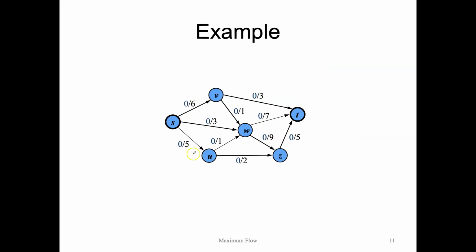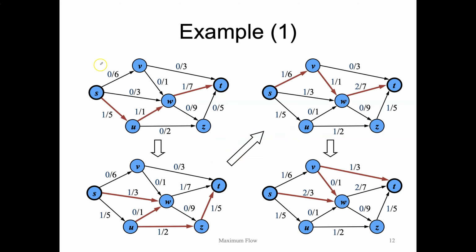So since there are many augmenting paths, let's suppose that the first augmenting path that we find goes from S to U, from U to W, and from W to T. Now the residual capacity of this path is 1 because the residual capacity of this edge is 5, of this one is 1, and of this is 7. So the smallest value is 1. We'll increase by 1 along each of these forward edges. And this is how we get the resulting flow network on the top left. So the new flow value of this is 1.